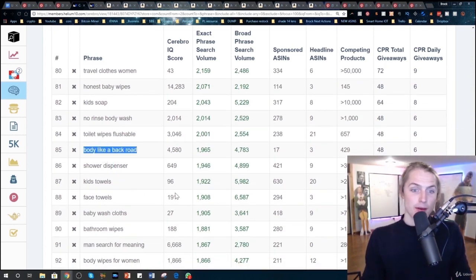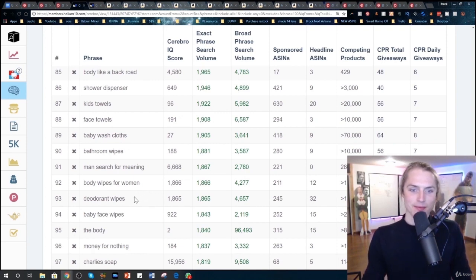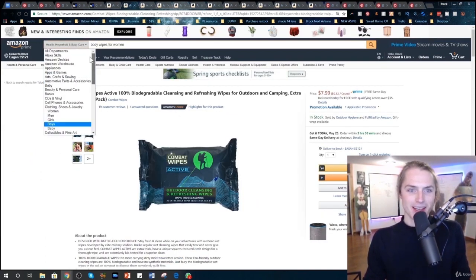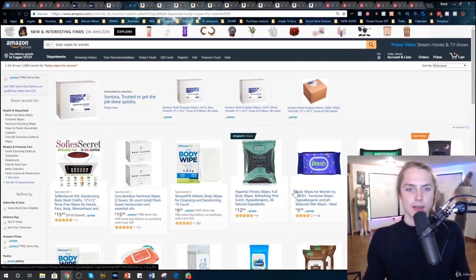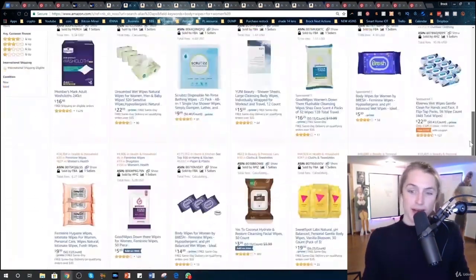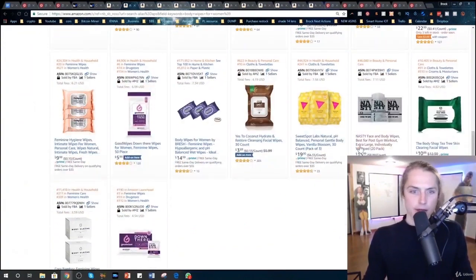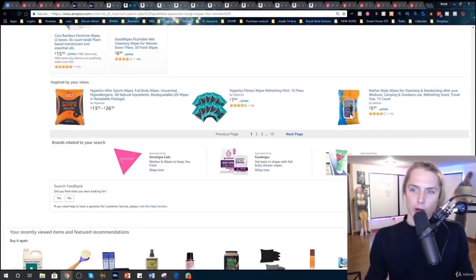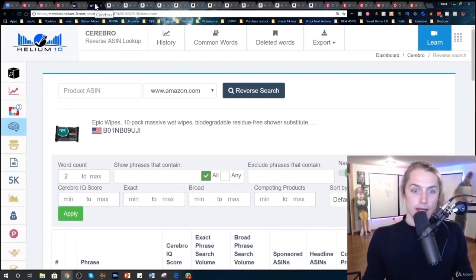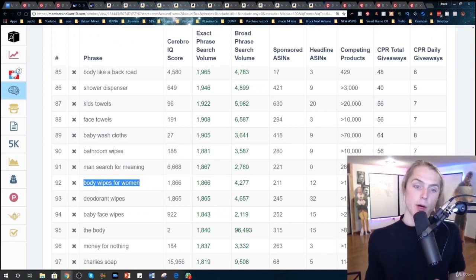Let's see. A shower. Oh, body wipes, like a back road. Body wipes for women. See, I was saying that earlier, that there's probably room in the market for women because it's just guys marketing, and everybody wants it to speak to them. So these all look like feminine wipes. None of these look like body wipes. So what I get here is that there'd be room for it. It's proven there are that many people. There's 2,000 people looking for that per month. So there's probably a hole for that.